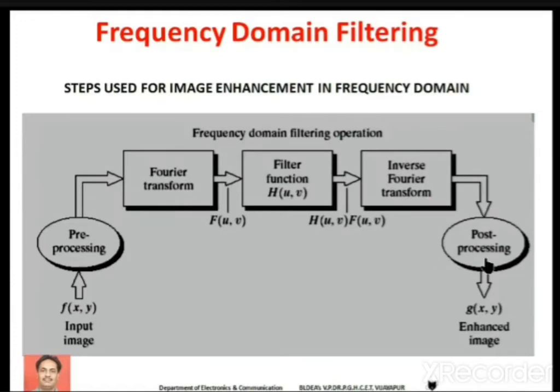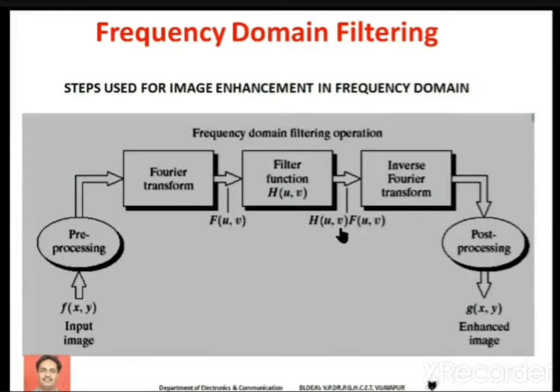And the last step is that whatever result we obtain from this block is again multiplied by minus 1 raised to x plus y to readjust the frequency domain image back into the spatial domain image. This particular operation we call post-processing. And finally we get the result g of x comma y, which is an enhanced image. In the next slides, we are going to study the function h of u comma v.